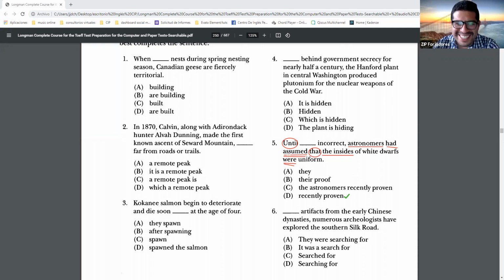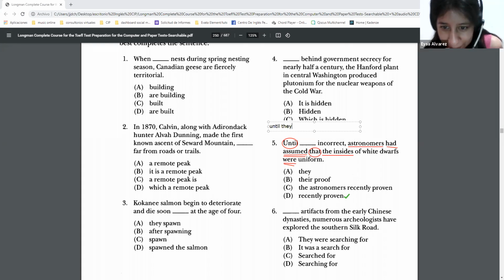All right, so the correct one is letter D. Why? Because it's reduced. So let's try to do the complete one. Until is the connector, then we have the subject. Until they, because we are talking about the astronomers. No, we are talking about the insides. Yes, exactly. You are talking about the insights. That's right. We are talking about the insides, but also it's "they" because it's plural, right?